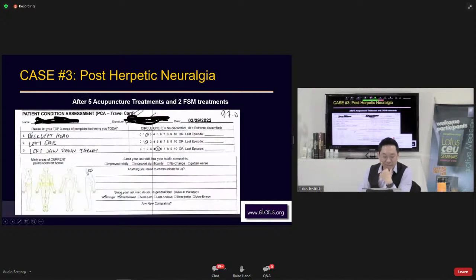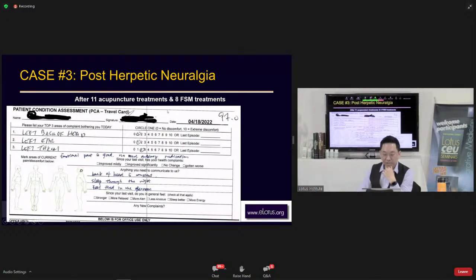329, back of his left head. It's down to a 2 now. Left jaw. So it's like it went from a big area and now it's shrinking. It's localizing, right? Still doing great. After 5 acupuncture treatments and 2 FSM treatments.